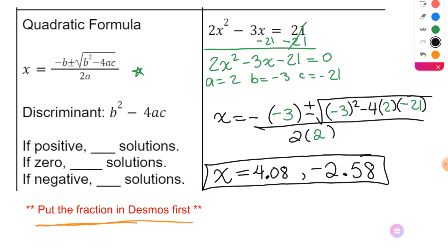All right, and then the last piece I want to point out on this slide is the discriminant. That is just b squared minus 4ac. If you have a positive answer there, you have two solutions. 0 is one solution, and negative is 0 solutions.